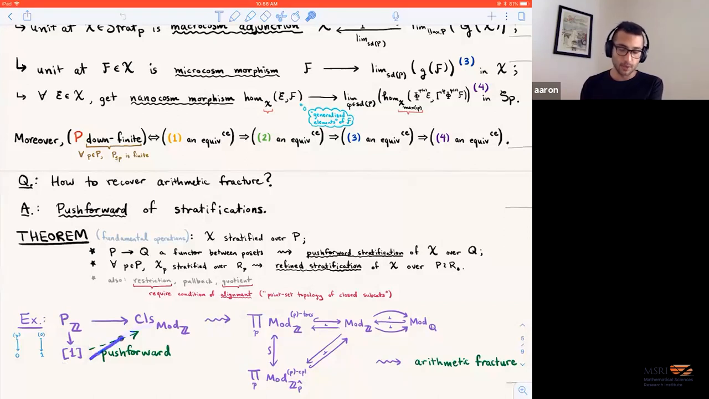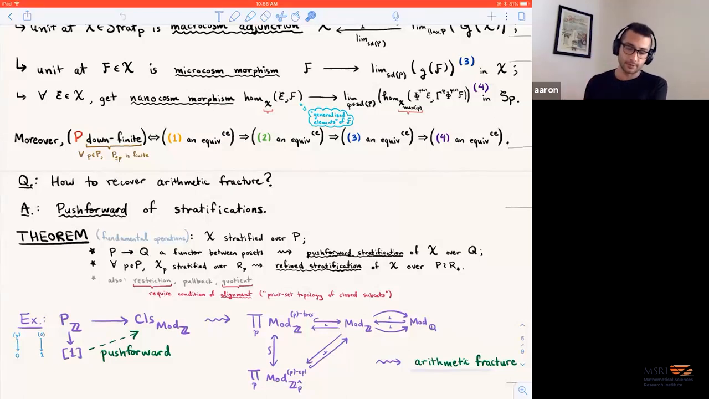The stratification must converge by the theorem. And this exactly recovers the arithmetic fracture square. So that's one way of handling it. I agree, it's less satisfying than keeping track of the poset still.